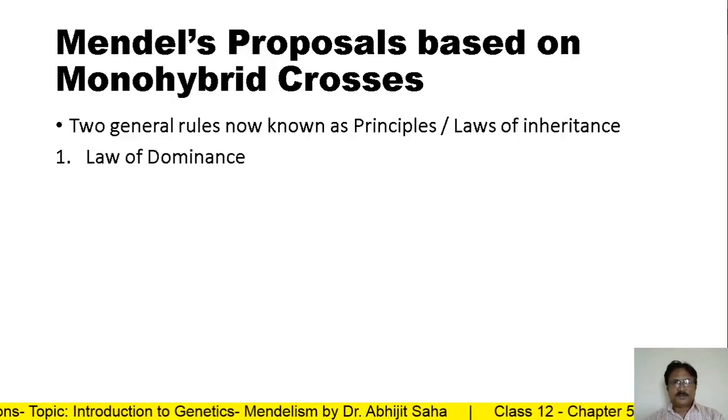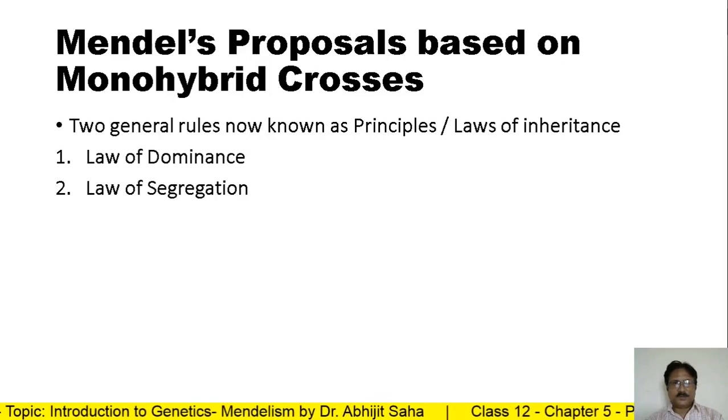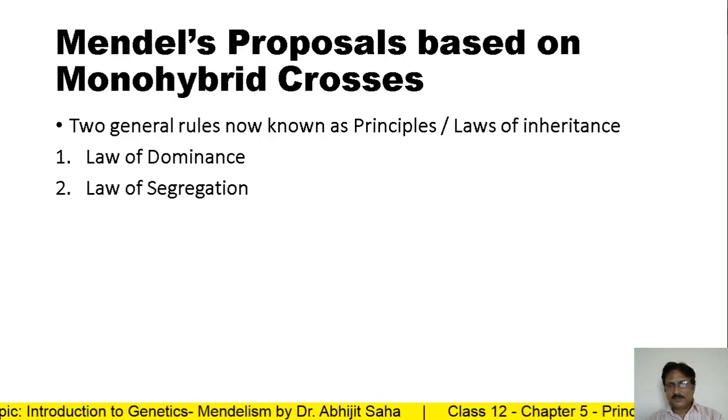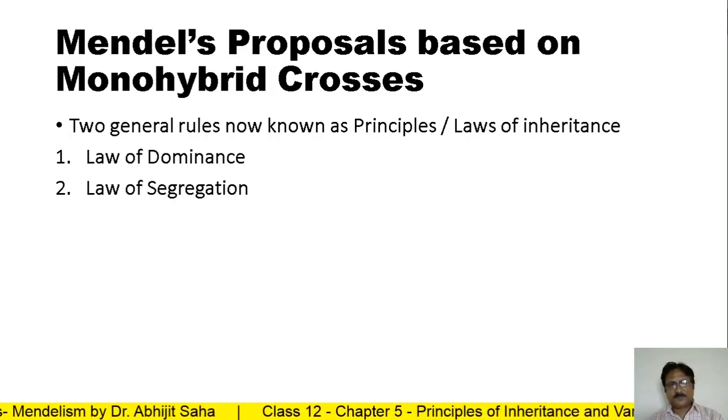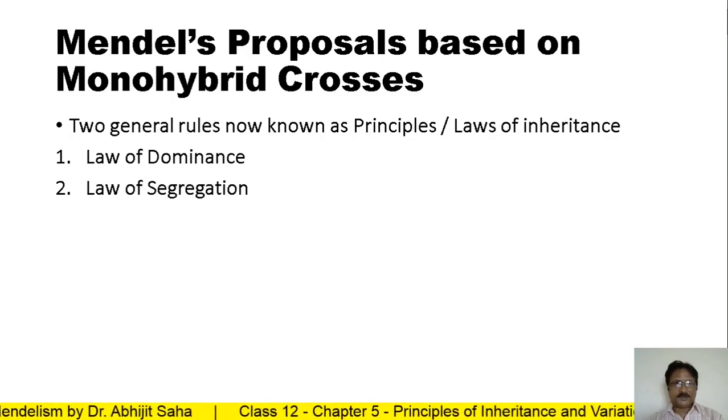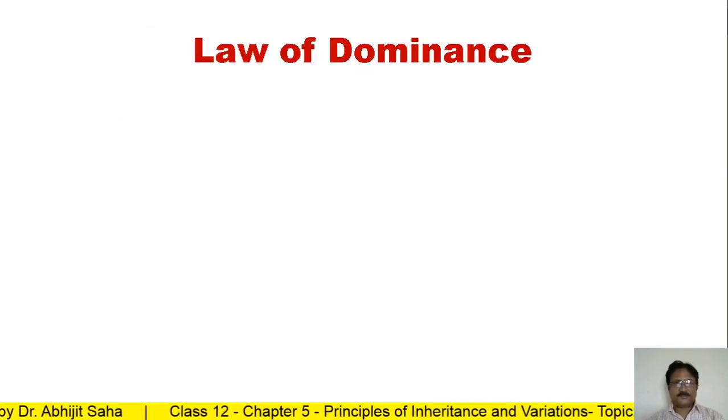So he formulated two laws, first the law of dominance and the law of segregation. Now different authors consider this in different ways. Some say that Mendel had three laws, some say that there are two laws. The law of dominance is actually the principle on which the inheritance is based. So there are two laws, the law of segregation and the law of independent assortment. In different books we find different interpretations. Let us consider that these are the laws: the law of dominance and the law of segregation.